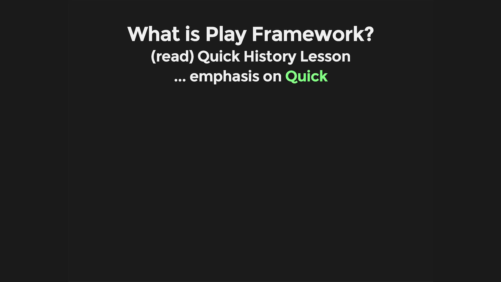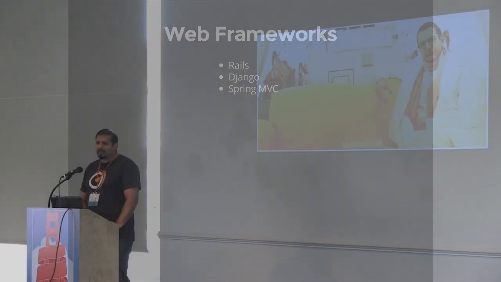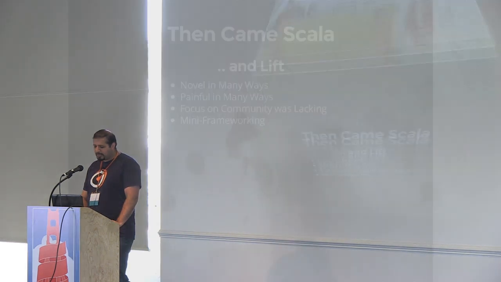So I'll try to keep the history lesson as short as possible. So back in the day, we had web frameworks. They were MVC. They were all kind of interesting, but they had some problems. Almost all of them had, like Rails and Django, they had no type safety. MVC was painful to use and had a lot of boilerplate.